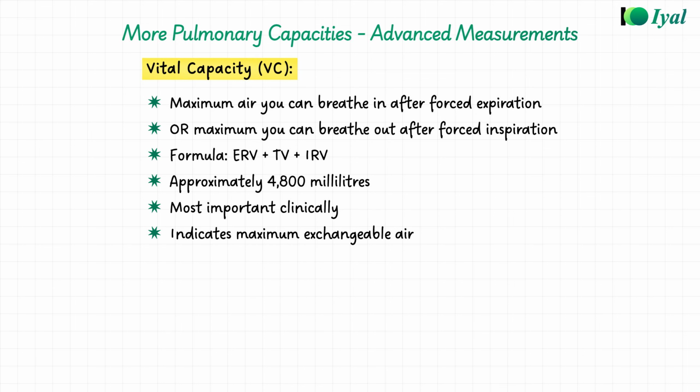Vital capacity, or VC. This is very important. Vital capacity is the maximum volume of air a person can breathe in after a forced expiration. Or you can think of it the other way, the maximum volume after forced inspiration. In other words, this is all the air that can be exchanged. It includes expiratory reserve volume plus tidal volume plus inspiratory reserve volume. ERV plus TV plus IRV. This comes to approximately 4800 milliliters. And this is clinically very important because it indicates if the lungs are functioning normally or if there is disease.